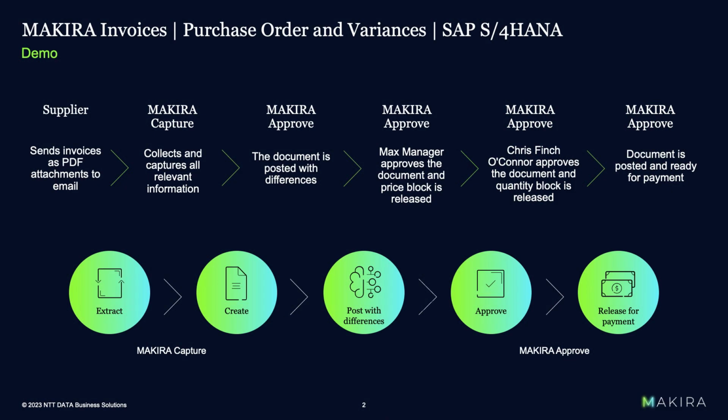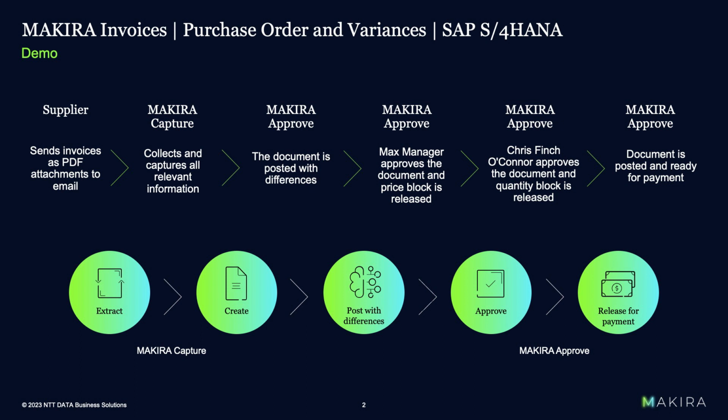Here is an overview of the process. First, our vendor creates and sends an invoice with a reference to a purchase order. It's received by MAKIRA Capture, where all data is extracted using MAKIRA Capture's powerful document capture capabilities. This happens automatically. Next, the document is posted with differences in our SAP system.